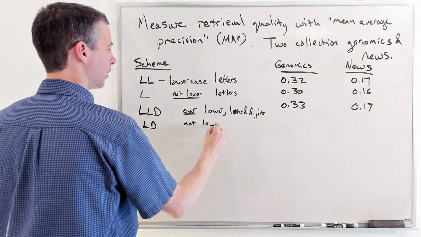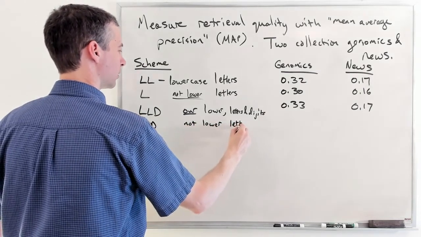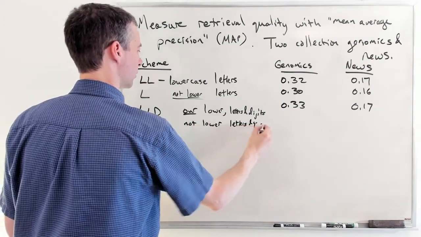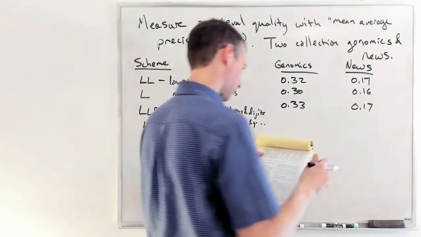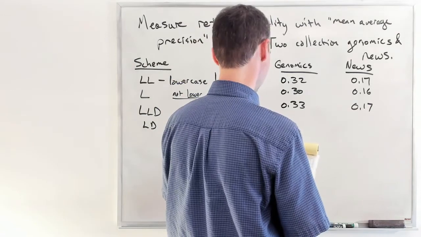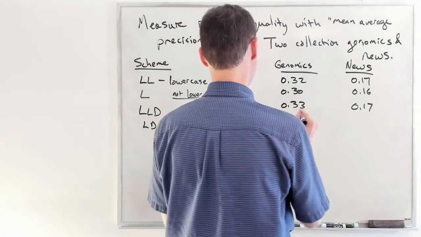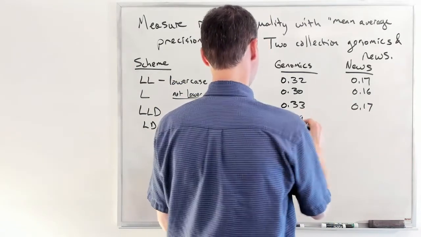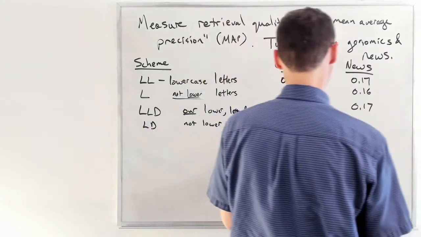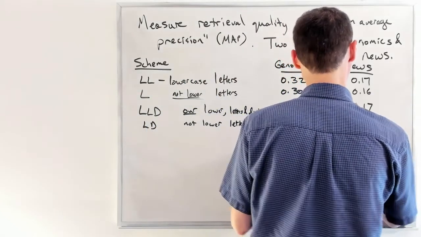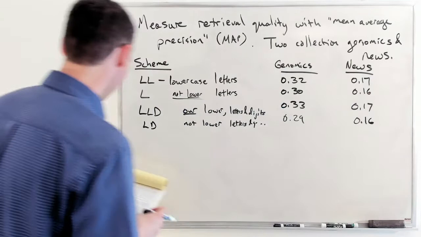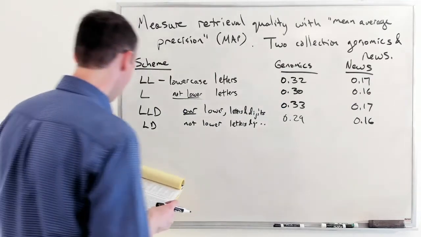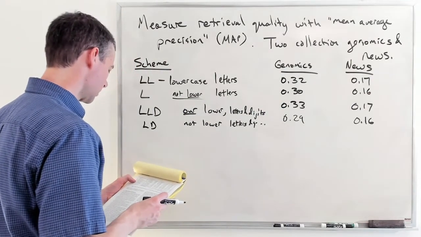Their next scheme that they apply is, again, let's just do this, but not lowercase. So not lower but it is letters and digits. All right, then this guy ends up at 0.29. Seems, again, the not lowercasing it is hurting things. All right. Then they have some other schemes. I'm going to skip over them.